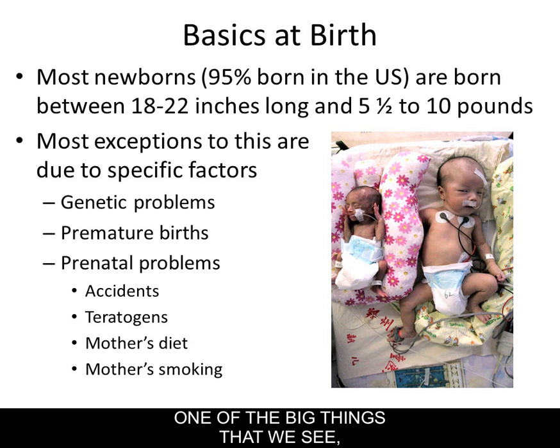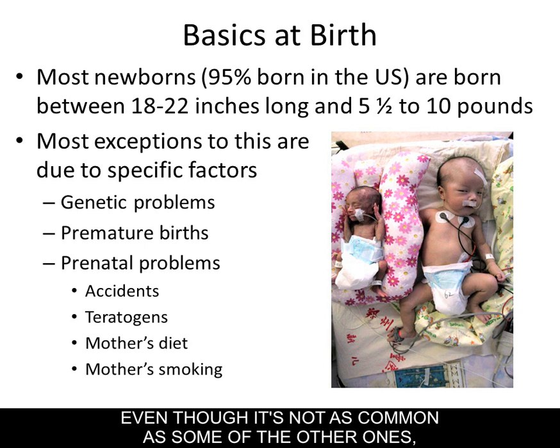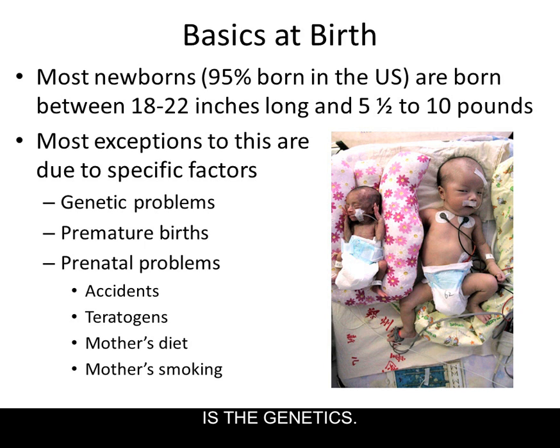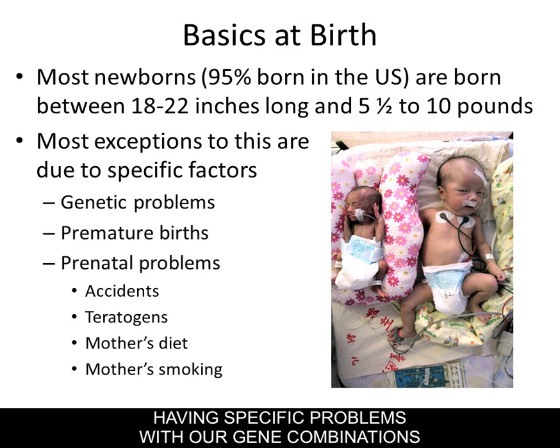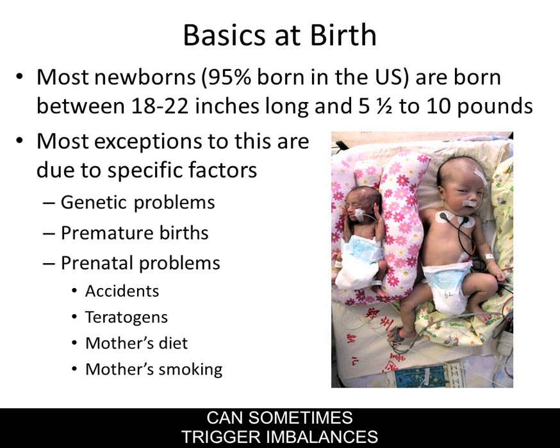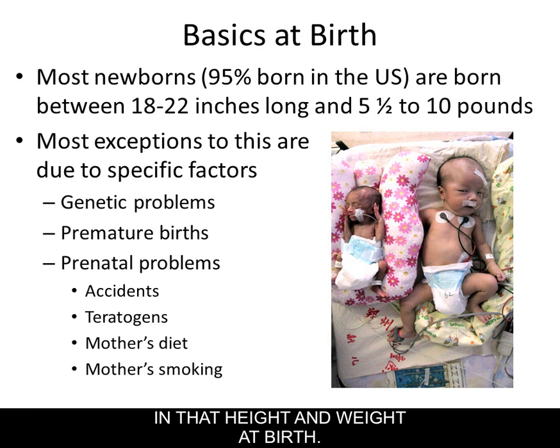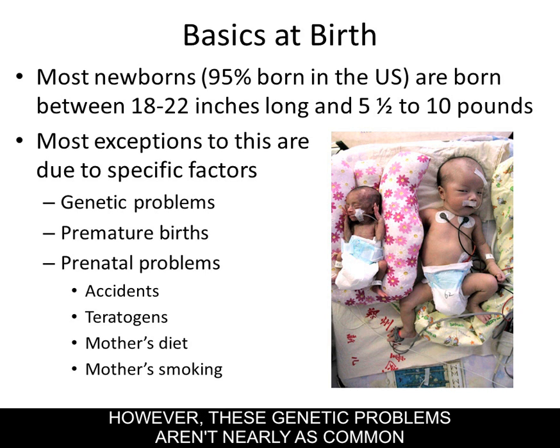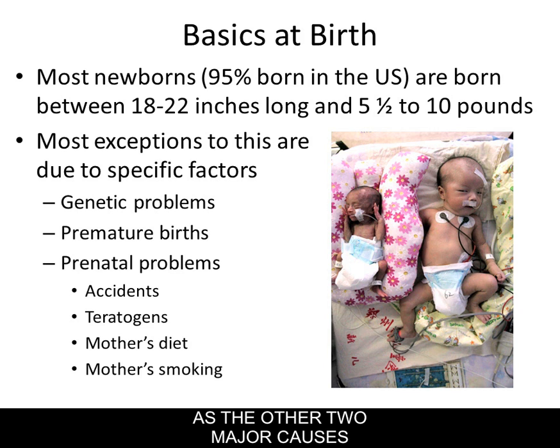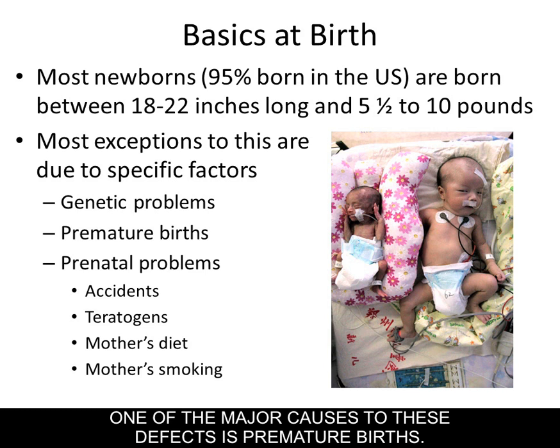One of the big things that we see, even though it's not quite as common as some of the other ones, is the genetics. So having improper genetic codes, having specific problems with our gene combinations can sometimes trigger imbalances in that height and weight at birth. However, these genetic problems aren't nearly as common as the other two major causes to these defects in size and weight. One of the major causes to these defects is premature births.